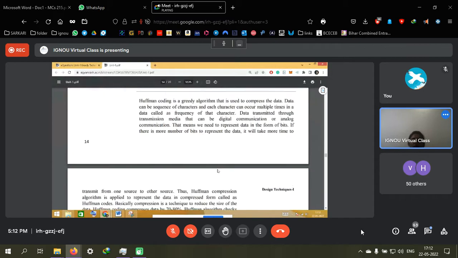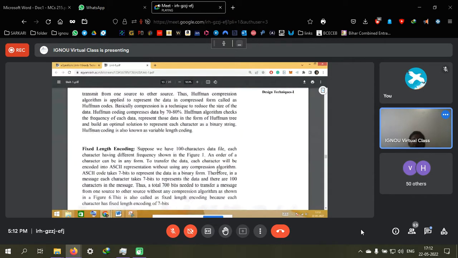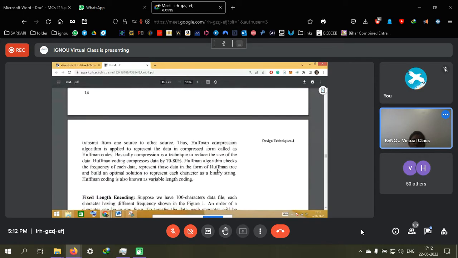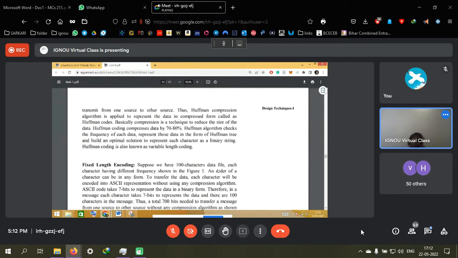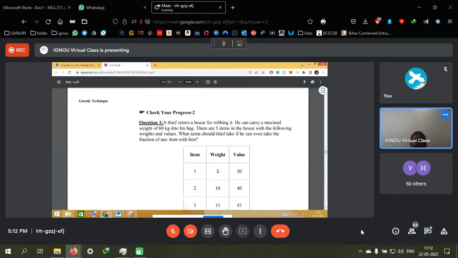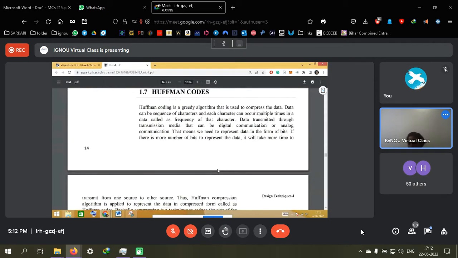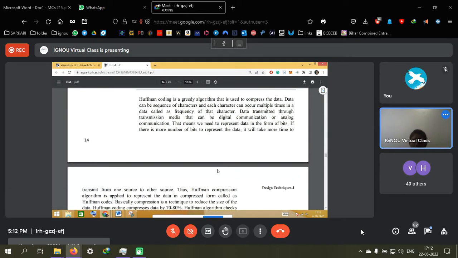This is your check your progress, and Huffman code. If we are talking about Huffman coding, it is a greedy technique algorithm that is used to compress the data. Data can be a sequence of characters, and each character can occur multiple times in the data. That is known as the frequency of that character, right?